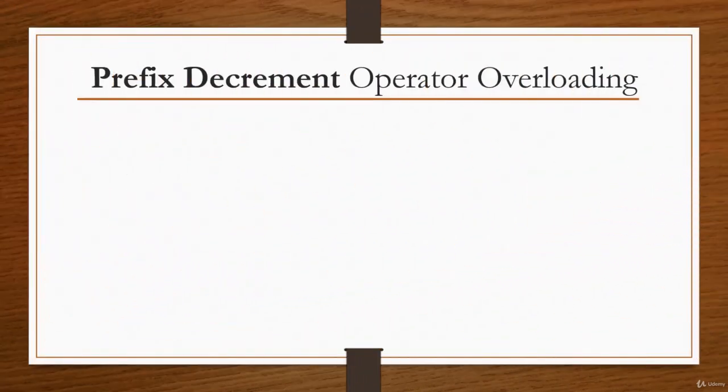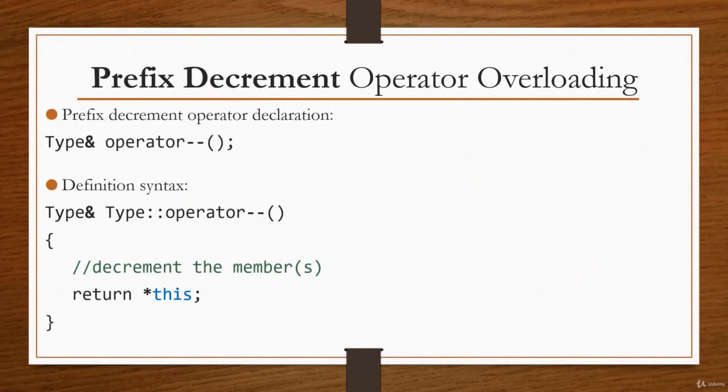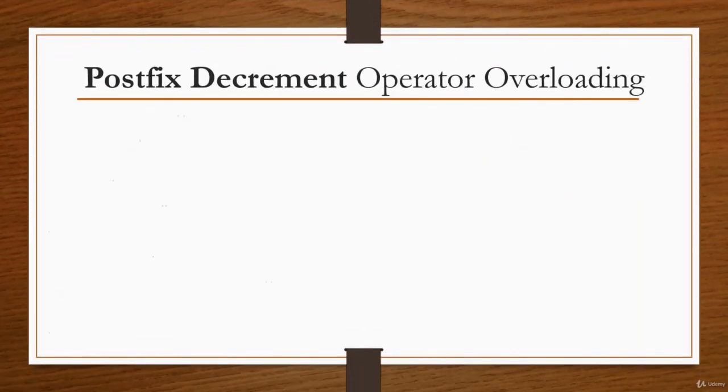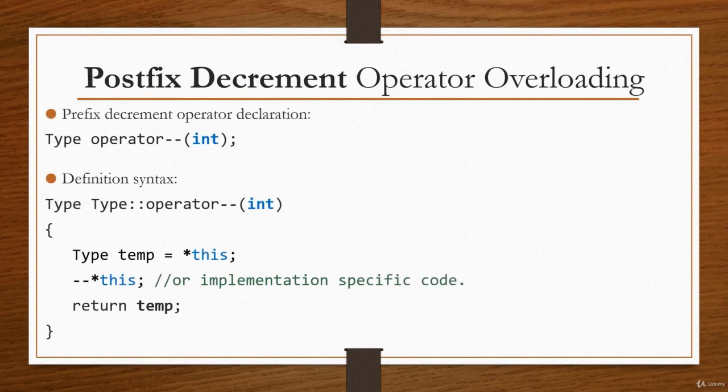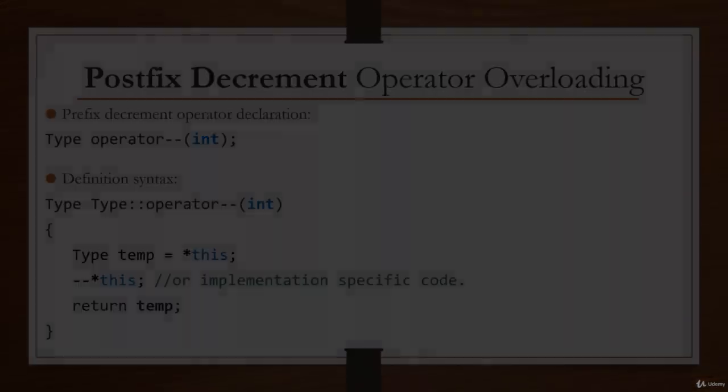Moving on to the prefix decrement operator, this will basically be the same as the prefix increment operator. Again, in the body, we are going to decrement the members that we want to decrement, and then we're going to return a reference to the calling object. And the postfix decrement operator is going to be similar to the postfix increment operator. Again, we're going to store the state of the object in a temporary variable. Then we're going to perform our implementation specific code, so whatever we want to do for that user-defined type, and then we return the temporary object.